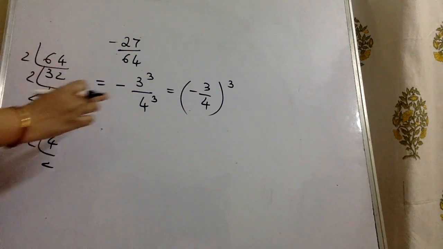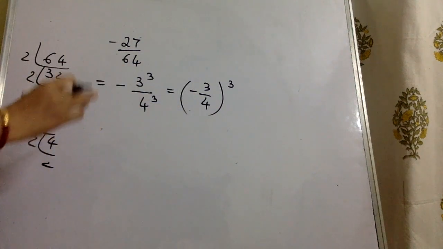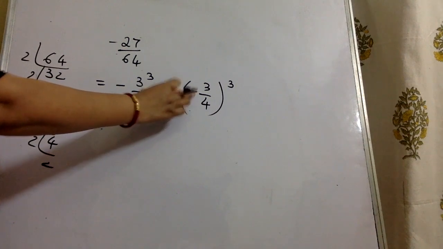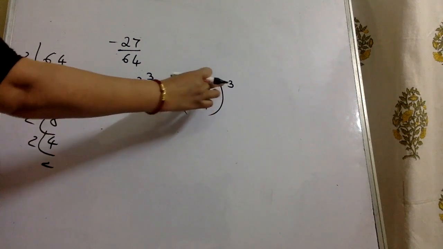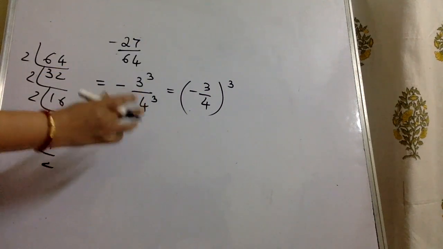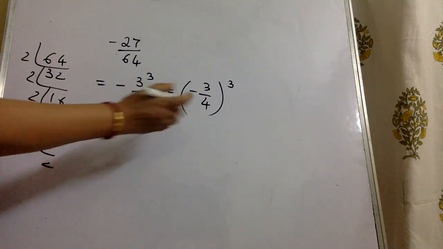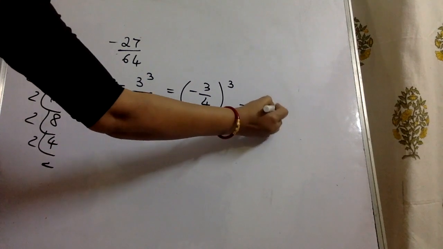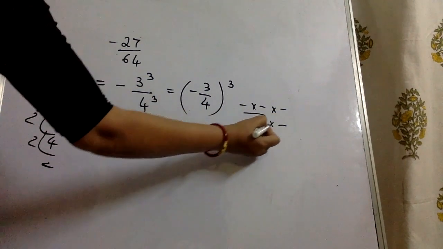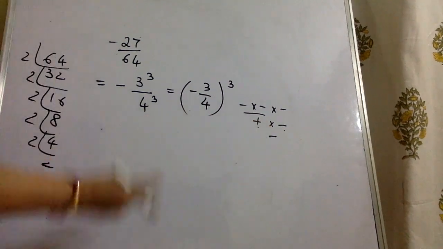Another thing, how did I so easily put the minus inside? Note one thing: negative means minus, and this minus is going 3 times, isn't it? Minus is also repeated 3 times. So it is minus into minus into minus. Two of them make a plus, and then one negative. This positive and this negative again make a negative.